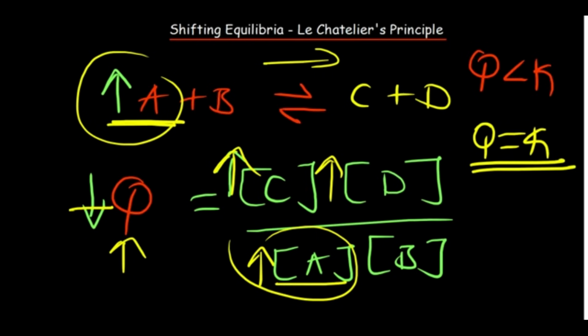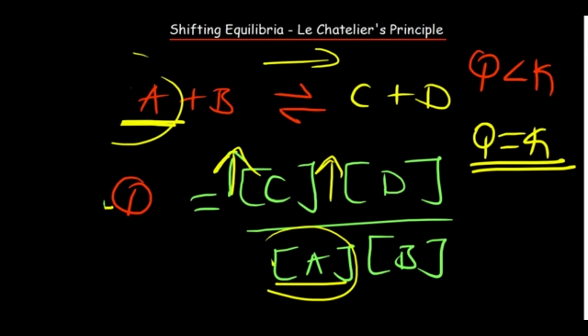Now, what happens in a case where we decide to do the opposite, where we decide to reduce the concentration of the reactants? Let's say A itself. If we reduce the concentration of A, it would mean that we're increasing the value of Q, meaning that this time around Q is going to be greater than K. So we need to reduce Q. And how are we going to reduce Q? We'll reduce Q by favoring the backward reaction.